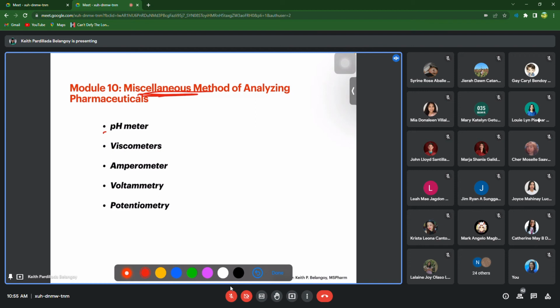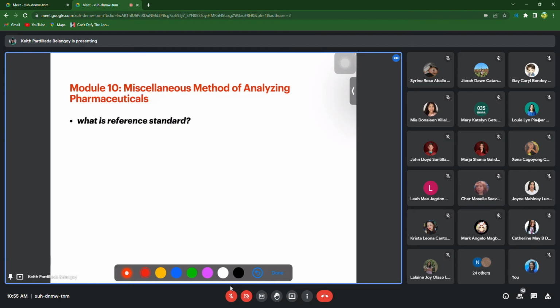So for module 10, I'd like to focus on pH and viscometers. Your amperometry, your voltammetry, and potentiometry are just by definition. You just have to find out what their roles and definitions are, because I don't really see them used much in pharmaceuticals. But there are instances where they are used. That's why it's called miscellaneous. But pH and viscometers are very important for pharmaceutical products. So let's go to that.